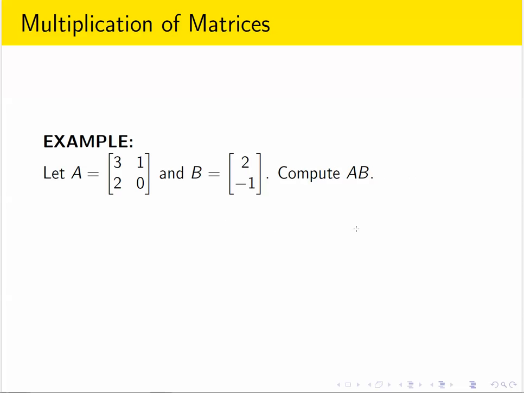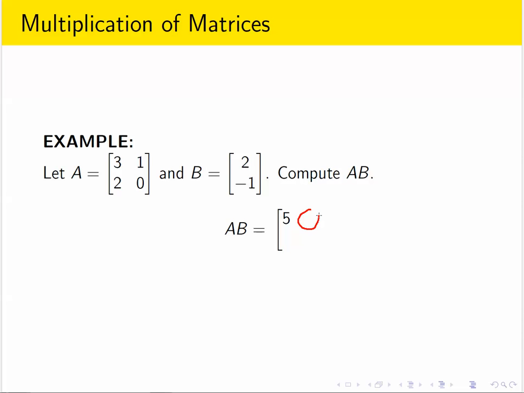Let's look at another example. This time A and B are different. A is a 2 by 2 matrix. B is a 2 by 1 matrix. So I'm going to be able to compute AB, but it's going to work out a little bit differently this time. So I start out, again, wanting to compute the entry that goes here. It's in the first row of the product, so I want the first row of A. It's in the first column of B, so I want the first column of B. And notice B only has one column. So when I compute 3 times 2 plus 1 times -1, that's 6 minus 1, which is 5.